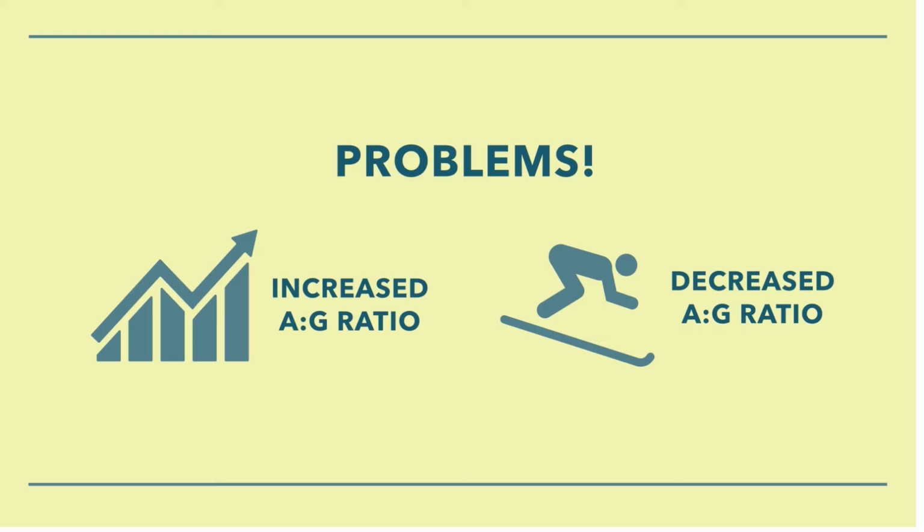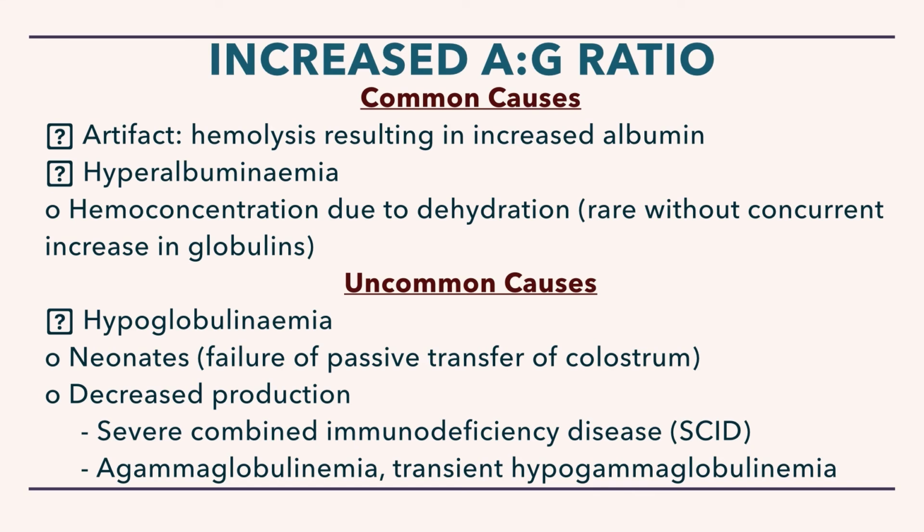Here come the real problems, which are increased A to G ratio and decreased A to G ratio. Increased A to G ratio occurs in the case of hyperalbuminemia. Hyperalbuminemia occurs either due to artifact of hemolysis or due to hemoconcentration caused by dehydration. Uncommon causes of increased A to G ratio are due to hypoglobulinemia. This can be seen in neonates with failure of passive transfer of colostrum. Hypoglobulinemia can also occur due to low production caused by combined immunodeficiency disease.